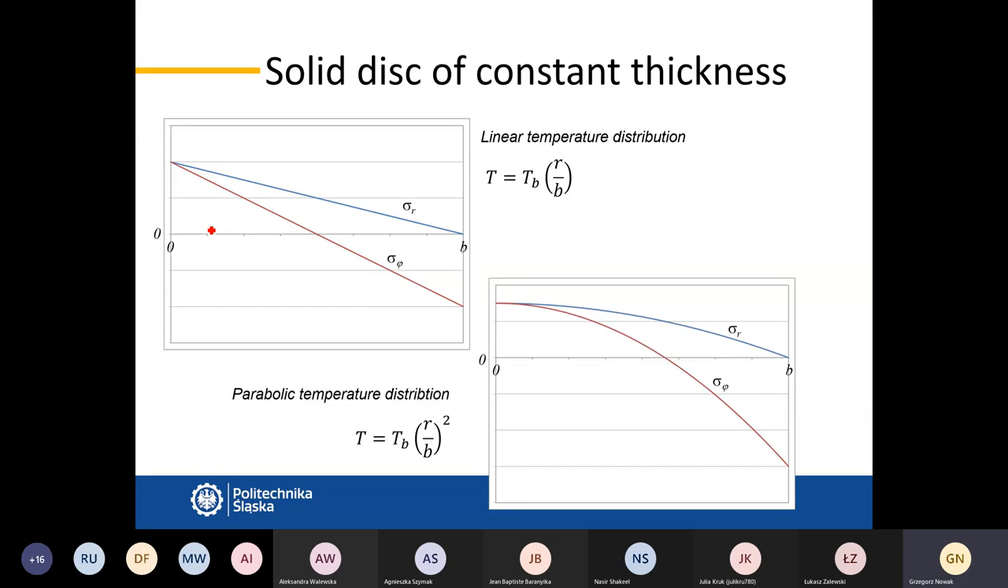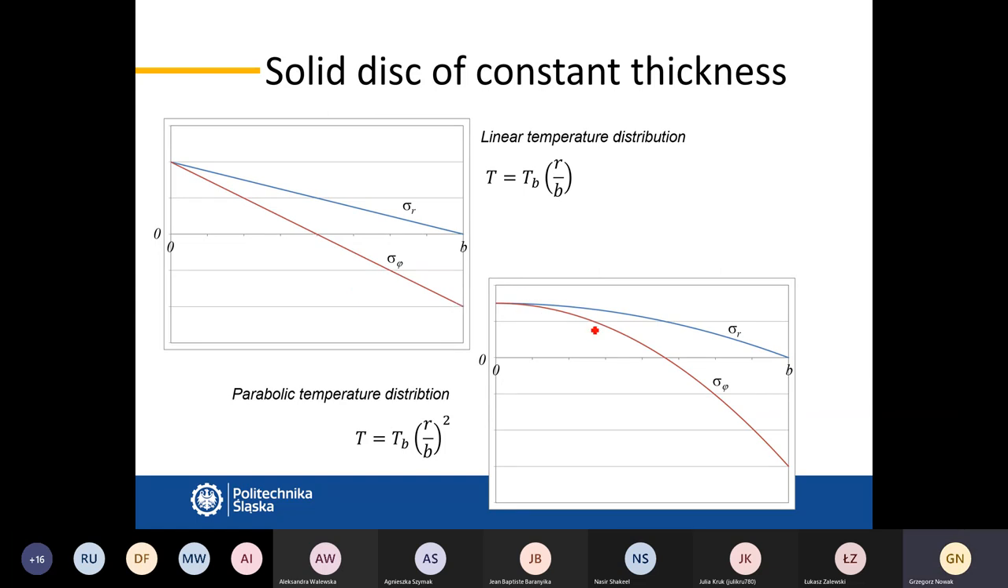If the temperature distribution is parabolic, the lines are also parabolic, and they again start at the same location, so at the same point.